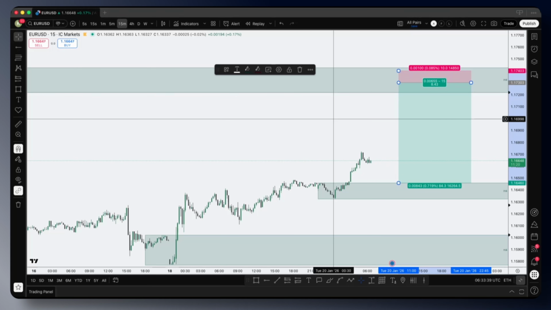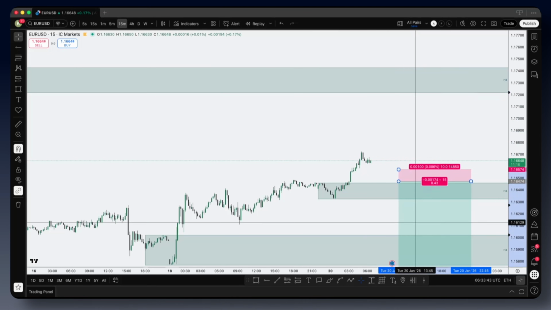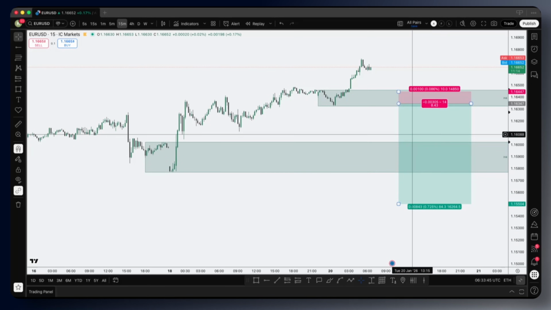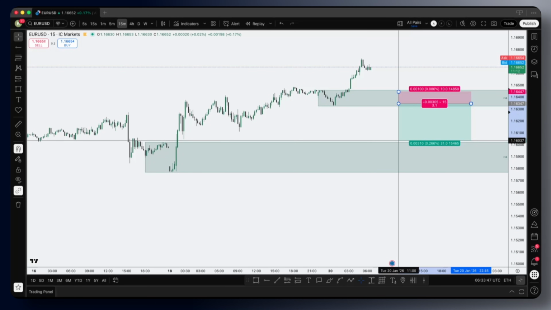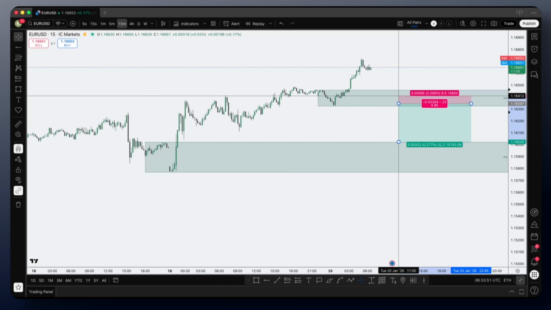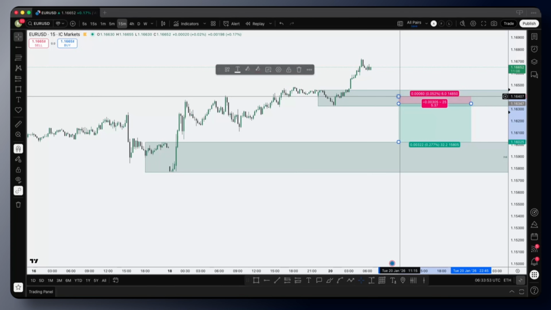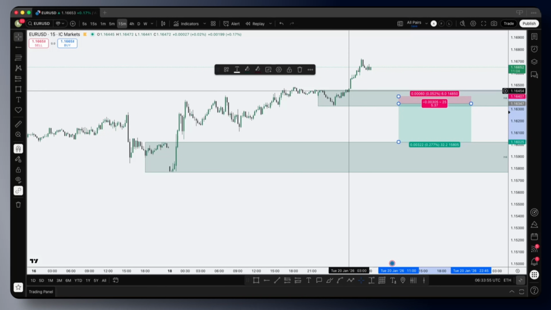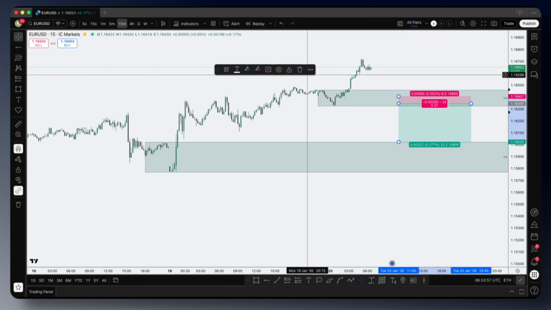Liquidity isn't in the imbalances. So when we're looking at taking trades on the 15, you're looking at something along these lines. Okay, that wouldn't be a worthwhile trade, but if I could get maybe 6 pips, if it plays out properly, then yeah, that's a worthwhile trade.